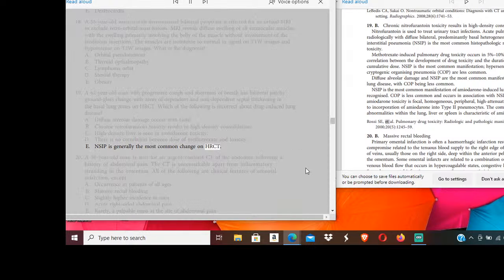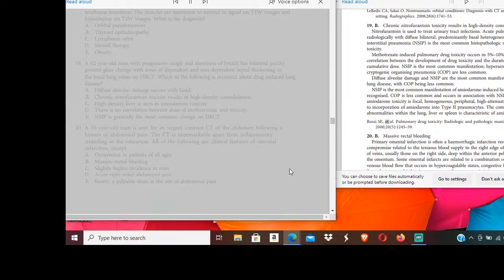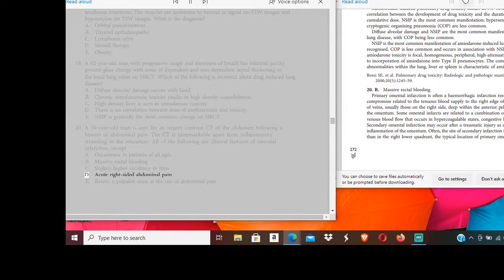HRCT. 20. A 50-year-old man is sent for an urgent contrast CT of the abdomen following a history of abdominal pain. The CT is unremarkable apart from inflammatory stranding in the omentum. All of the following are clinical features of omental infarction, except A. Occurrence in patients of all ages. B. Massive rectal bleeding. C. Slightly higher incidence in men. D. Acute right-sided abdominal pain.